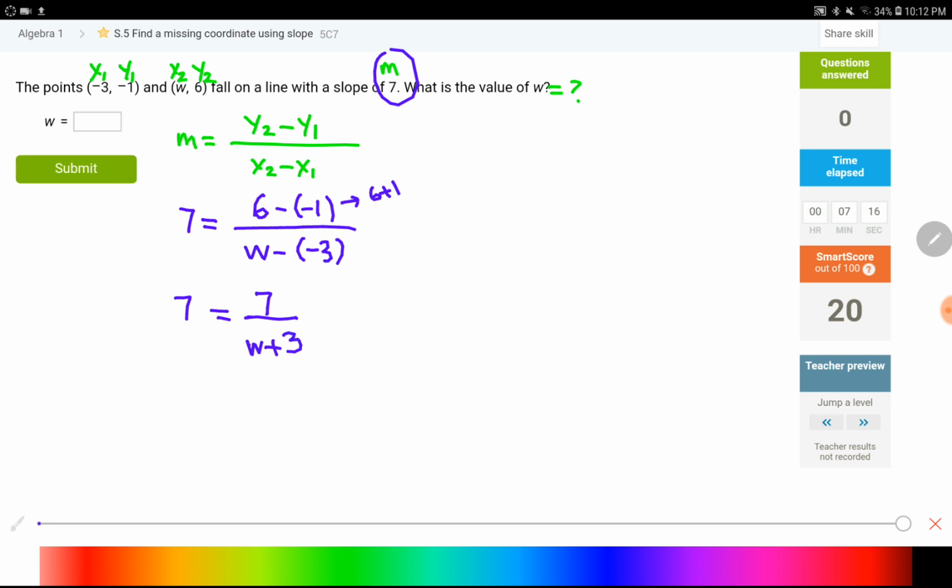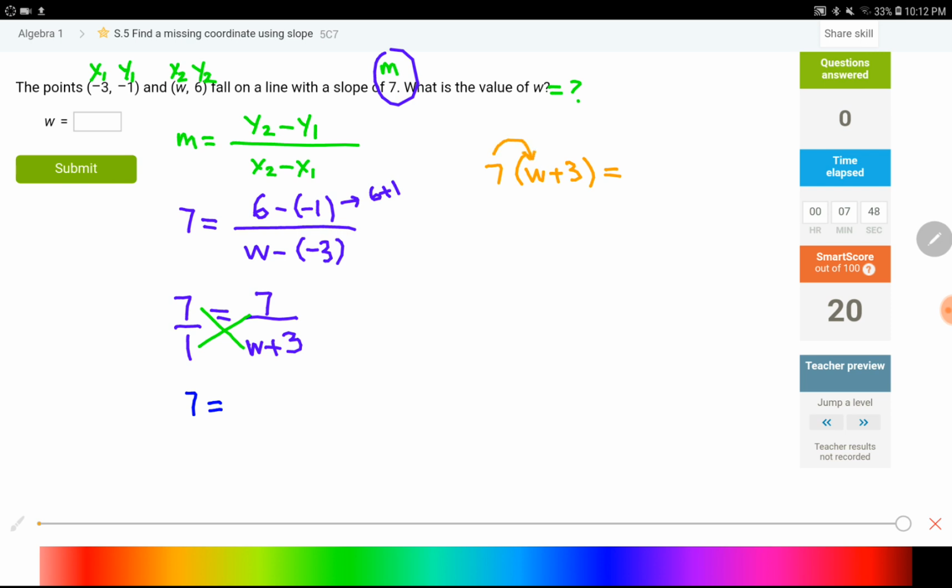Now I have a fraction on the right side. I have an integer on the left side. I want to turn it into a fraction so I can do a cross multiplication. So here, multiply these two numbers. 7 times 1 is 7. Bring down the equal sign. And then multiply these two. 7 times w plus 3, which I will do on the side. 7 times w plus 3.